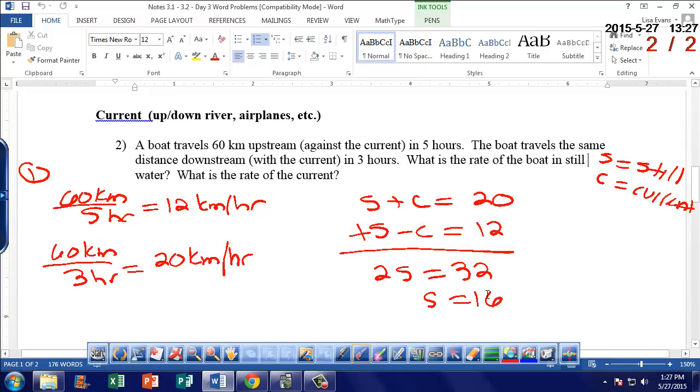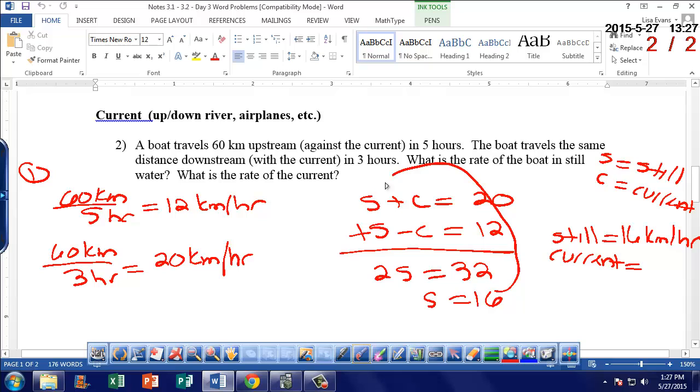So what does that mean? That means the rate of the still water. Even though water is still, it still has a motion. So the rate of the still water is 16 kilometers per hour. The rate of the current is, take your 16, plug it in, 16 plus C equals 20, so 4 kilometers per hour.